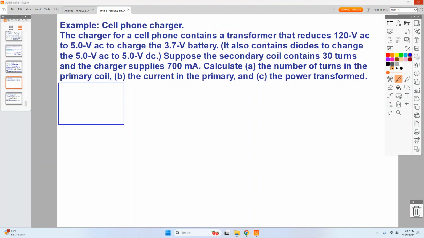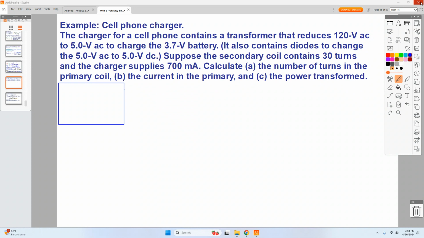So the idea behind that is that a cell phone charger is essentially a miniature transformer. It takes 120 volts, which is what I get when I plug something into the wall outlet, and it reduces it down to a 5-volt AC. Now, folks, it's going to be an AC signal, because alternating current is what's needed for that.